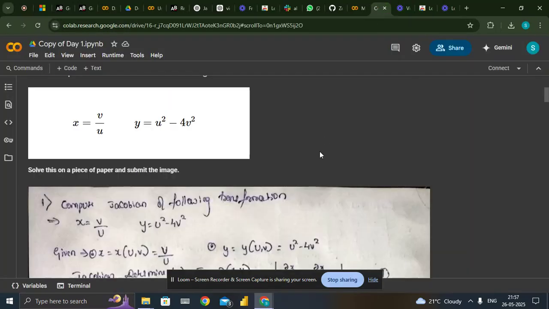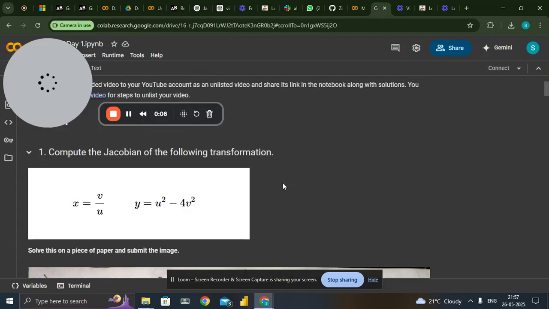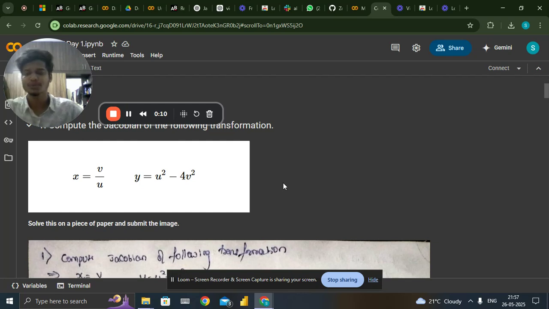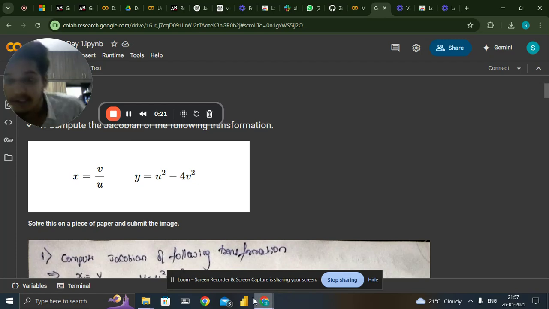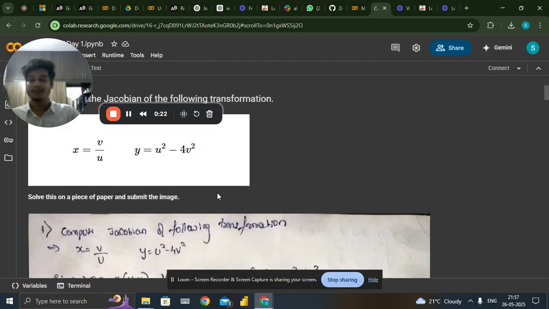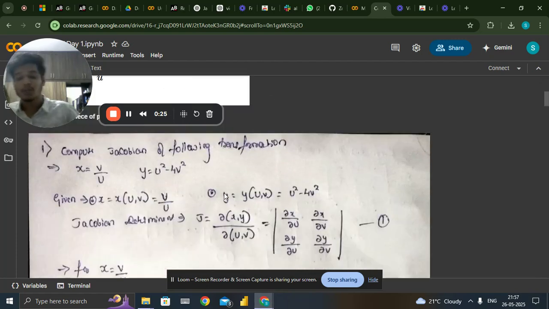So the first question is: compute the Jacobian of the following transformation. The question gives x equal to v by u and y equal to u square minus 4v square. What we need to do is find the Jacobian of the given values. How do we find the Jacobian values?